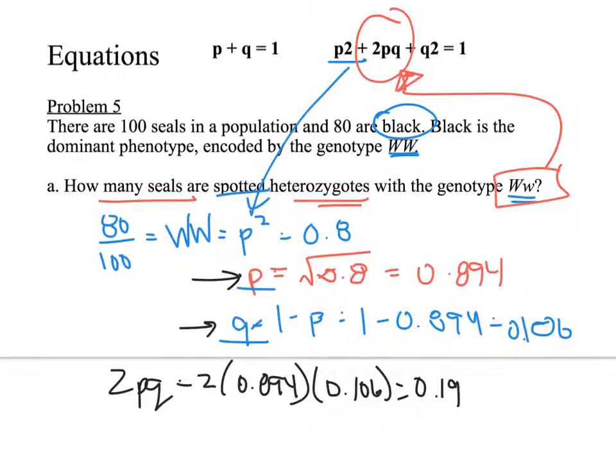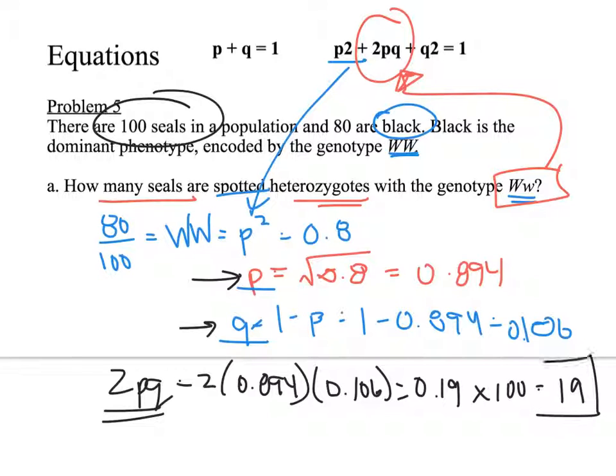I'd say stop here, but there aren't 0.19 seals. What this represents, again, because we're talking about a Hardy-Weinberg variable, is the frequency or the proportion of the overall population. So there are 100 seals in the population, so you need to multiply this by 100 to figure out that you would expect 19 spotted seals in this population. That's how you get to the answer for A.